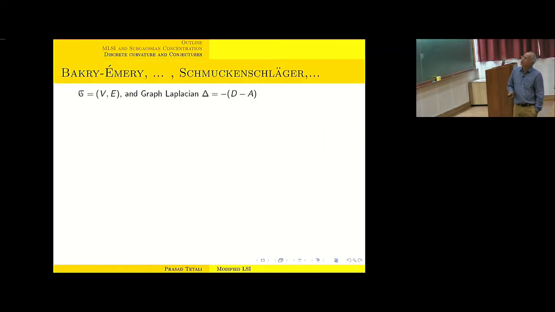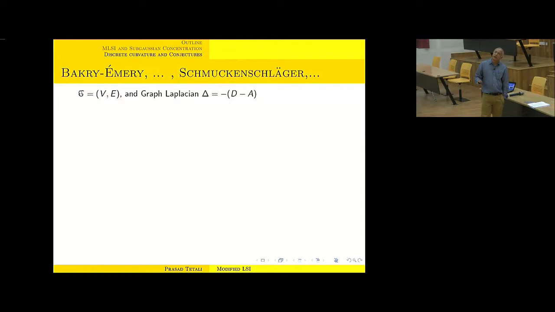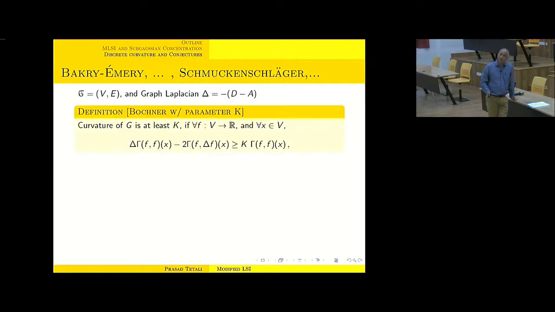Okay, since I already mentioned what this is about, another name I should throw in is Schmuckenschläger. He actually used this notion of the second derivative criterion to suggest that this is perhaps a notion of Ricci curvature for Markov chains. But it didn't get developed, although he introduced it about 20 years ago.